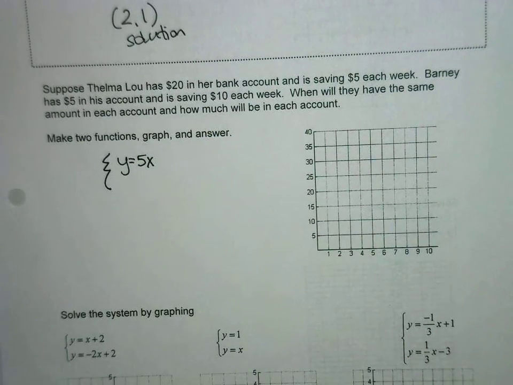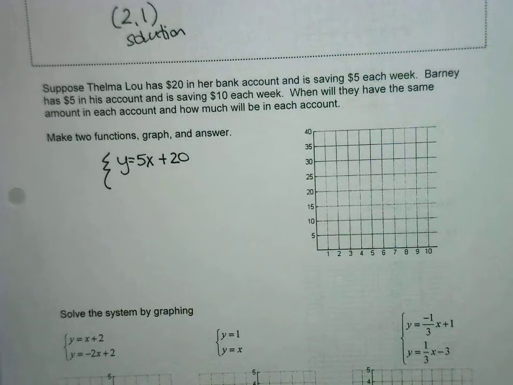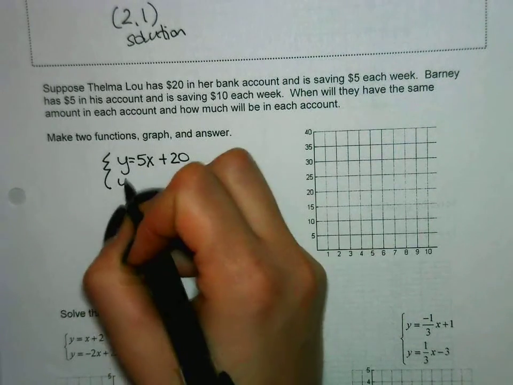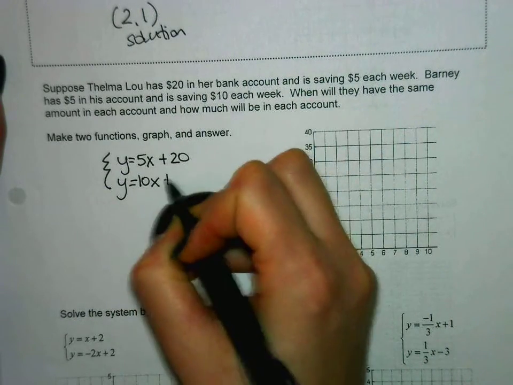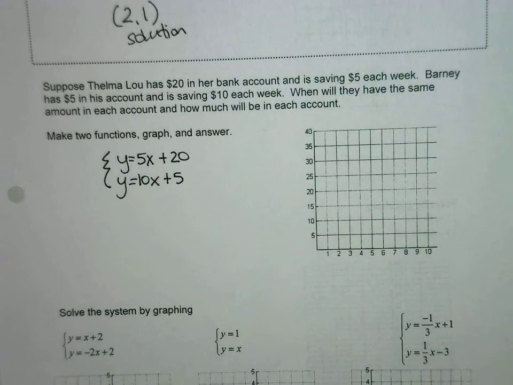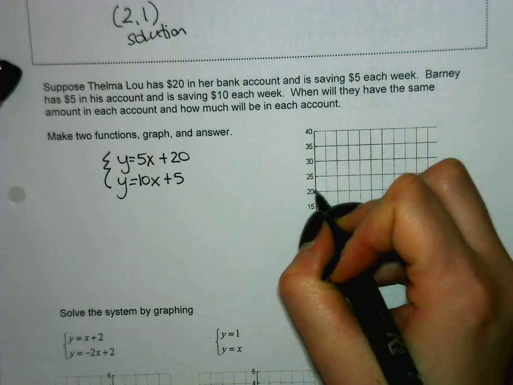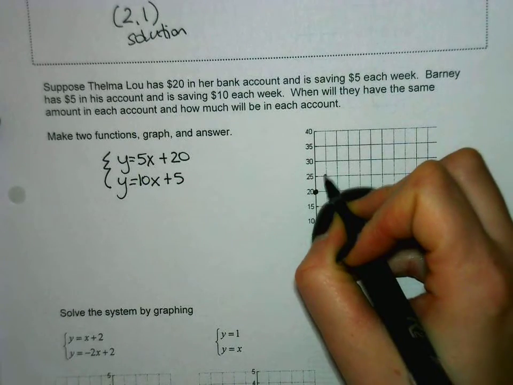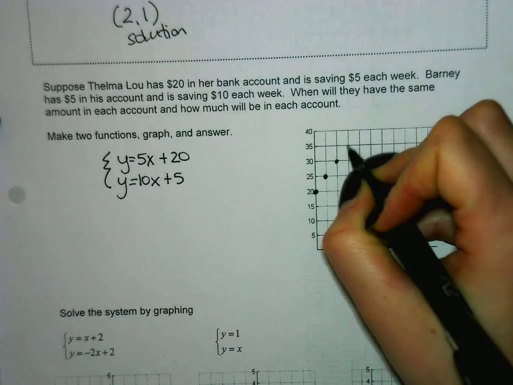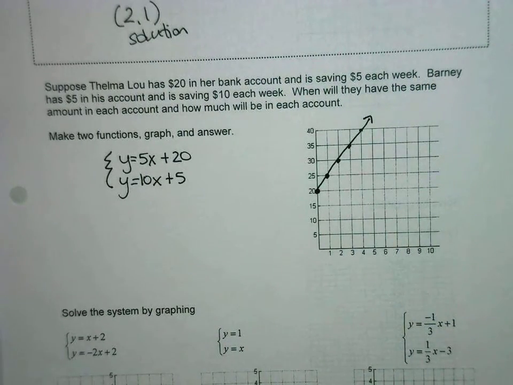So her rate of change, or the slope, is 5 times x, and then she started with $20. For Barney, his rate of change or slope is $10 each week is what he's adding, and he only started with 5. So now we need to graph both of these equations to solve it. If we look at Thelma Lou, start at $20, and we have a rate of change of 5, so we're going to go up 5 over 1, and I'm going to keep going, connect my lines. So there's Thelma Lou's progression.